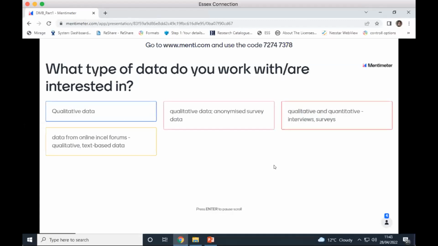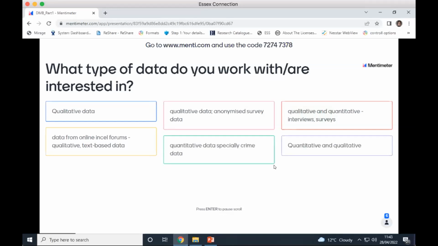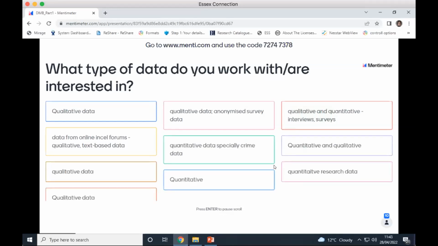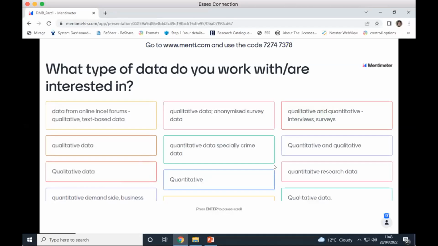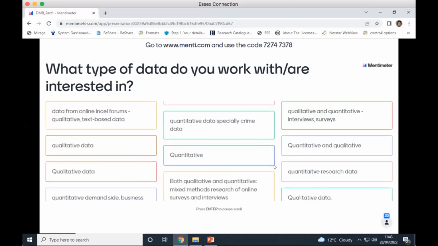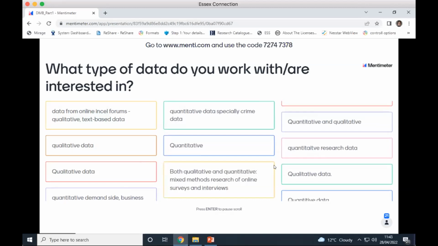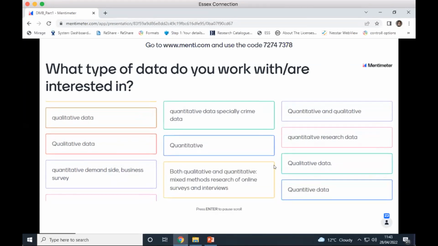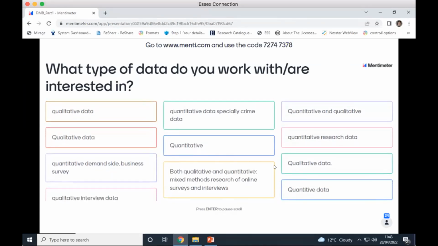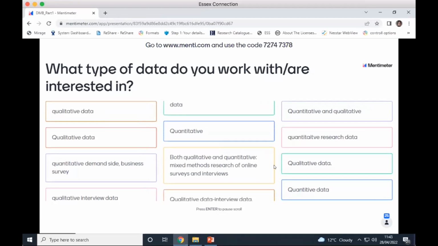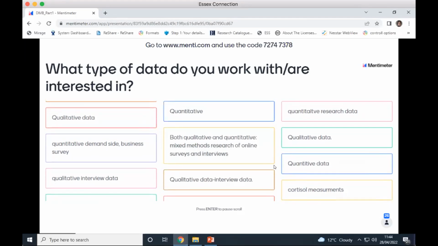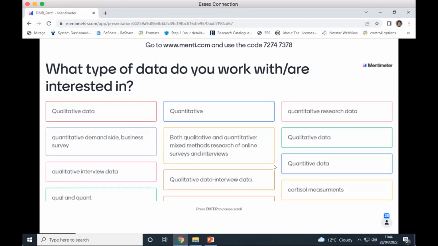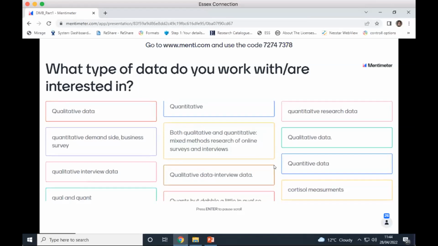Okay, qualitative data, anonymized survey data, qualitative and quantitative. Okay, so it's a mixture, most of both, I see. Text-based data, crime data, okay. Mixed methods research, online surveys and interviews, quantitative, qualitative. Okay, so I see there's a good mix here. Oh, thank you very much.